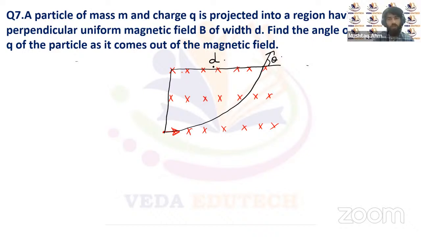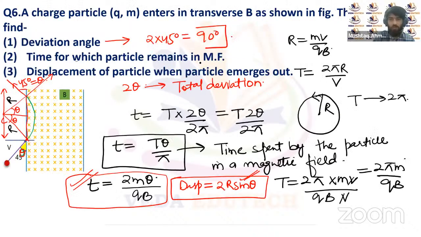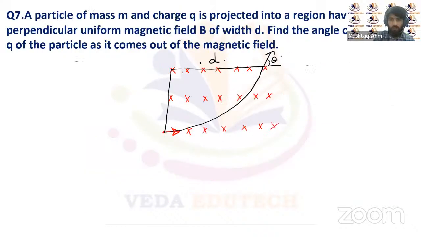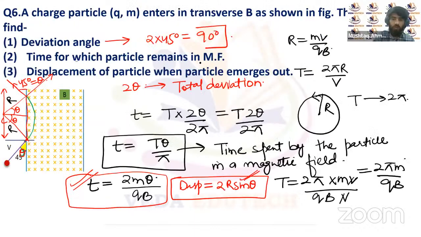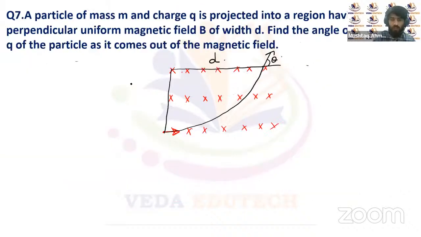We know that the deviation in a magnetic field is always equal to twice theta, right? We know the total deviation here is twice theta, right? And now you can see here, it is twice theta.